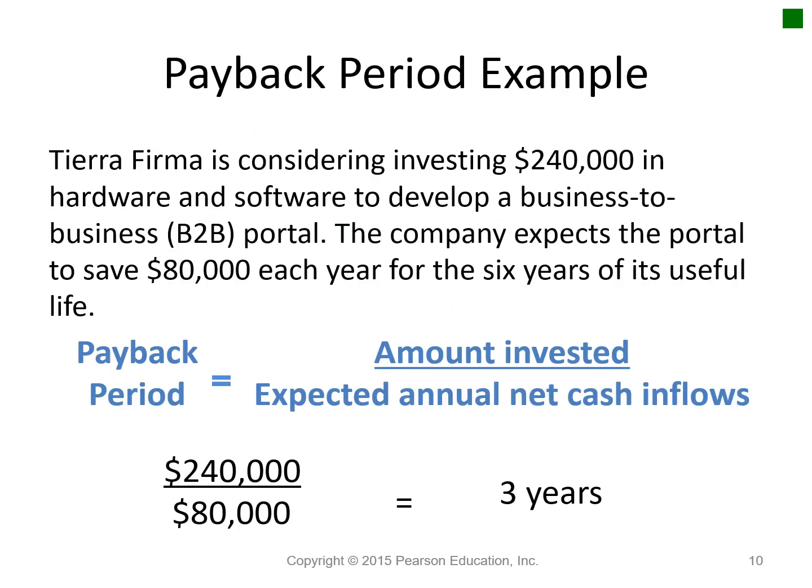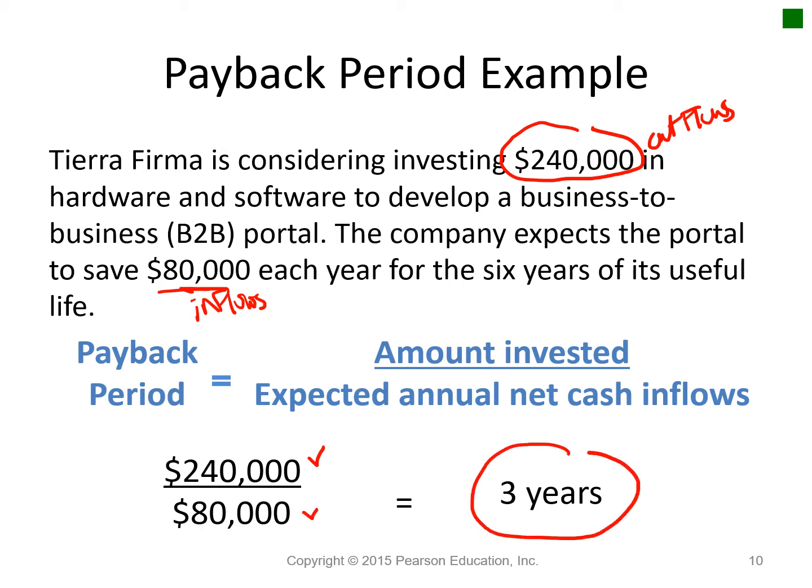So if you look at this example, Tierra Firma is considering investing $240,000. That'll be a cash outflow. They're going to buy some hardware and software to develop a business portal. The company expects the portal to save $80,000 each year, so that's considered cash inflows. You've got the cash outflows up here. So the basic formula is you take the 240,000, divide by the 80,000, and you would project a payback period of 3 years.